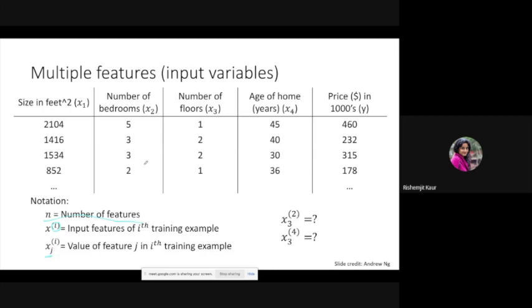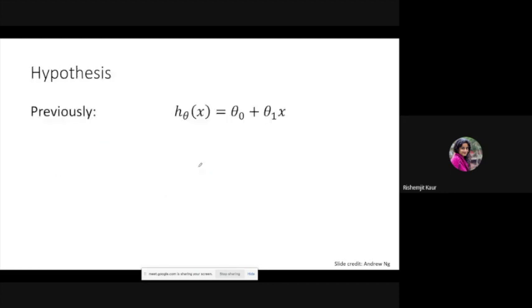What will that become? That 2 here means the second example, right? So 1, 4, 1. It means this second row. And the third feature would become this thing, x3, so its value will come out to be 2. Similarly, x3 of the fourth example will come out to be 1. So this is the notation that we use in the case of multivariate. So this is what we had previously, this is what we have now. It's not difficult, it's the same.